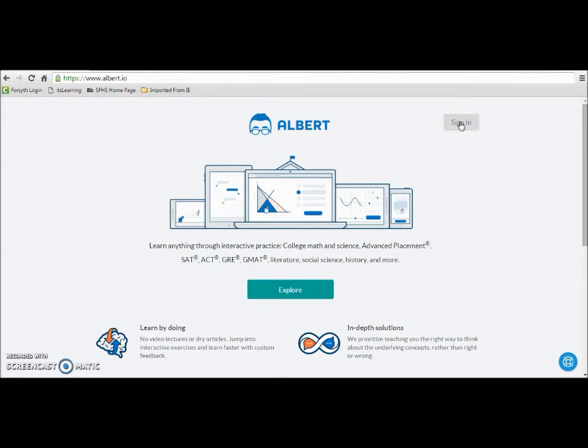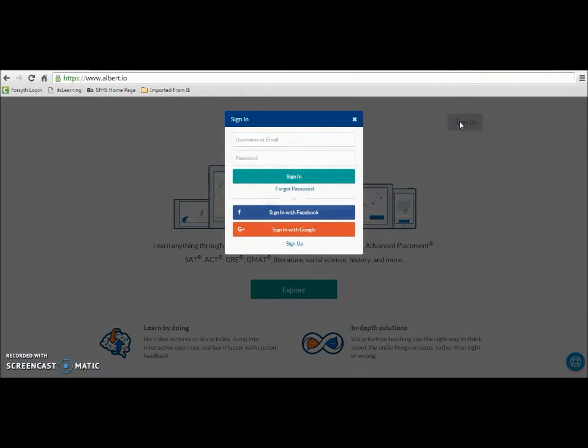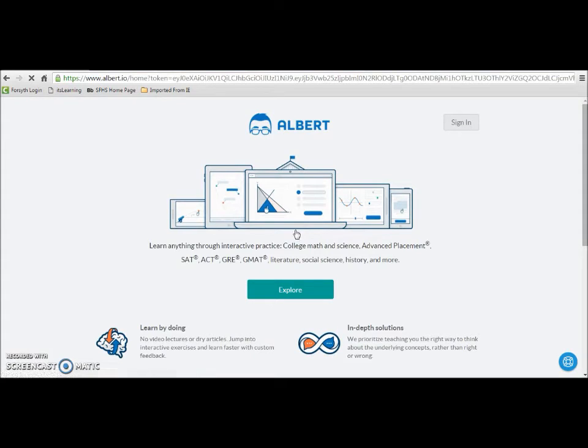So I'm here at the website www.albert.io. And we go to sign in, and you'll notice that there are a variety of different ways that you can sign in. You can either use your Facebook account, create a new username or password, or just sign in with Google. And since I'm already logged in with Google, I'll just go ahead and sign in with there.